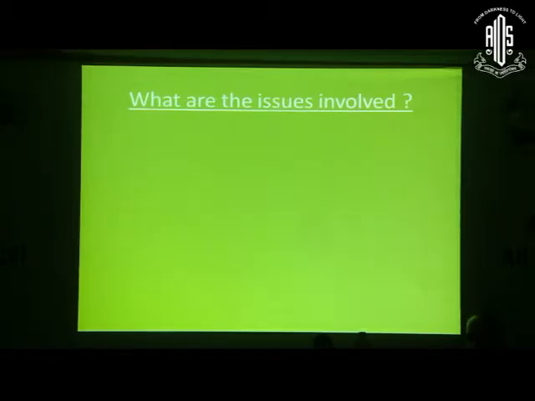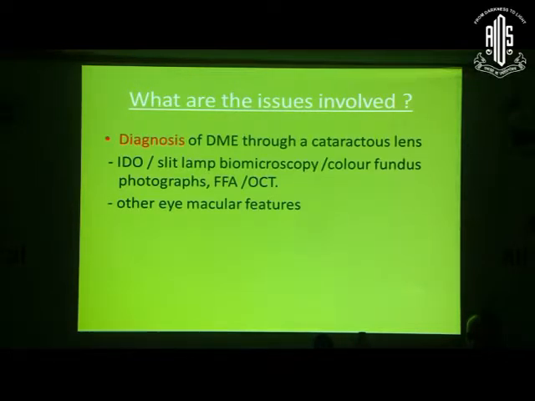Now, what are the issues involved in the management of cataract with diabetic macular edema? The diagnosis itself of diabetic macular edema through a cataractous lens would be difficult, as we had discussed earlier. So the indirect ophthalmoscope can be very useful to peer through the opacity. Slit lamp biomicroscopy and color fundus photography is a very useful tool to detect changes at the macula. Of course, ancillary tests like fluorescein angiography and OCT, if the clarity is reasonably good, can be resorted to. Examination of the other eye macular features is very important.